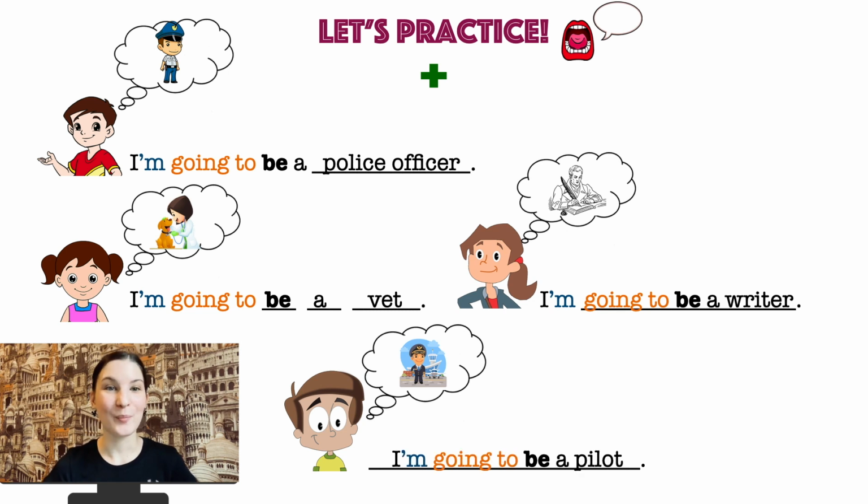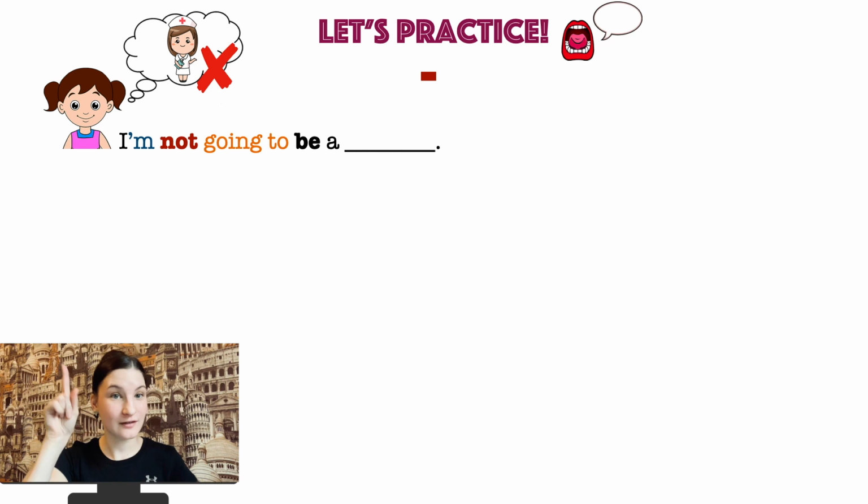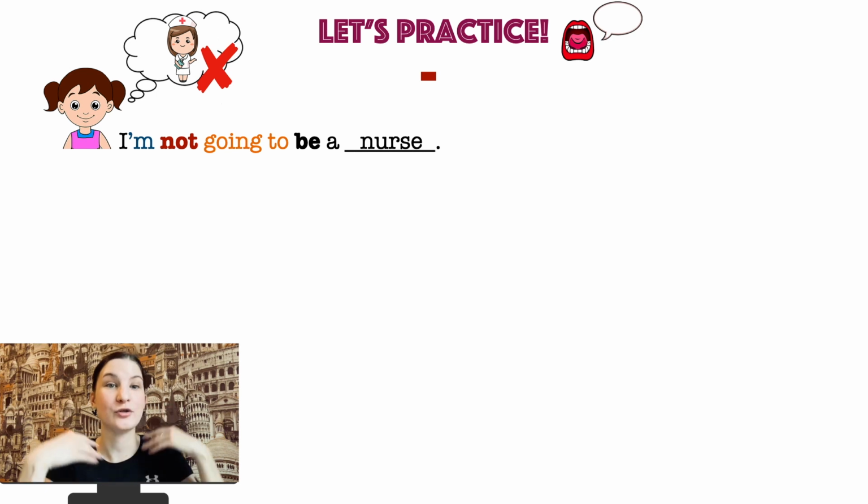I am going to be a pilot. Very nice. Now let's practice the sentences with minuses when we say no. Look at this girl. Look at the red cross and look at the profession. She's saying, I'm not going to be a nurse. So when you want to say no about your future plan, you just add not.